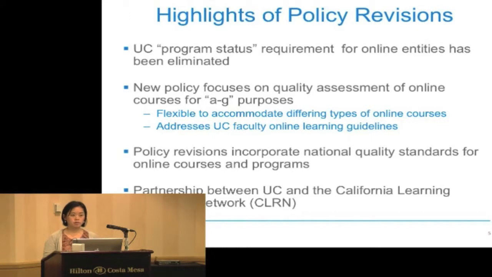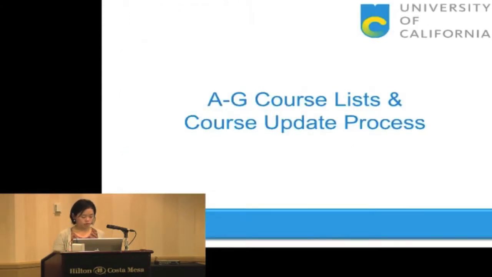And most importantly, the policy implementation involves a newly established partnership between the University of California and the California Learning Resource Network, otherwise known as CLRN, which I will cover in greater detail after we go over some of the basics about the A to G course list.